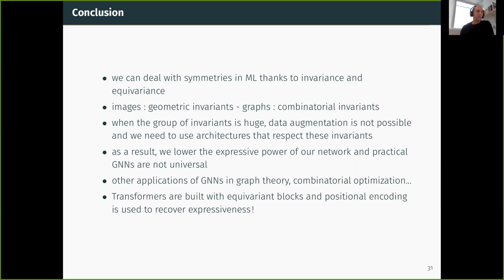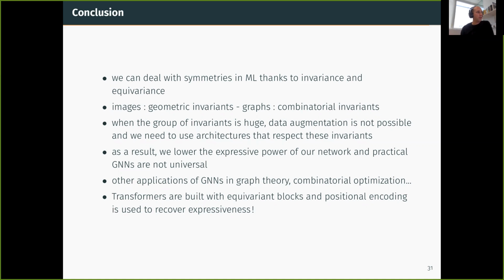So last point, we are looking at other applications of GNN, for example in graph theory. It has been used recently to disprove conjectures in graph theory, to find counterexamples to conjectures. And we are looking at combinatorial optimization problems too, where GNNs are able to find good heuristics for combinatorial optimization problems.